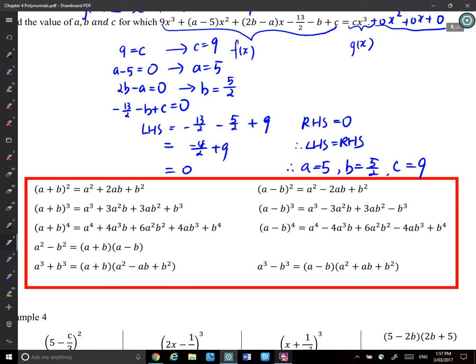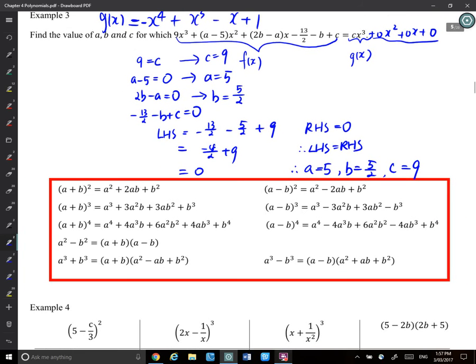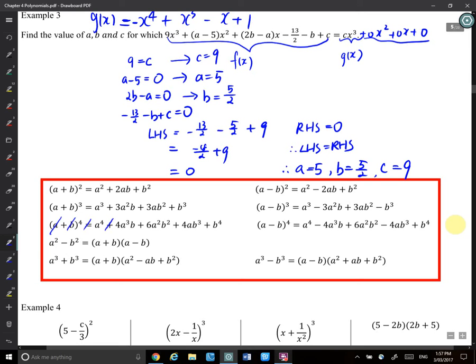All right. For this thing in the box, I don't really need you to know to the power 4. That's too much for you to remember. But all the rest you need to know, you need to memorize.